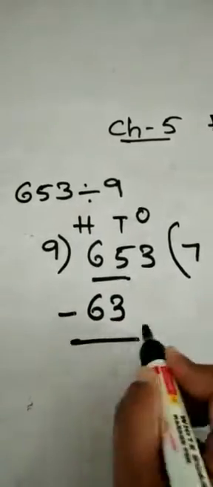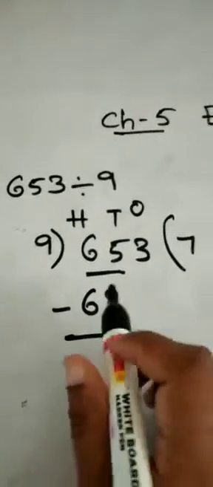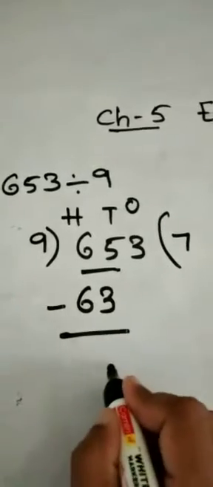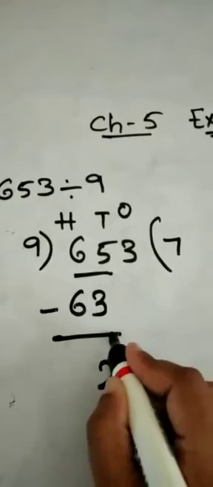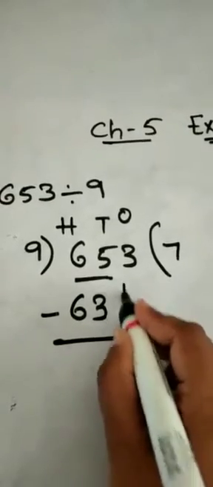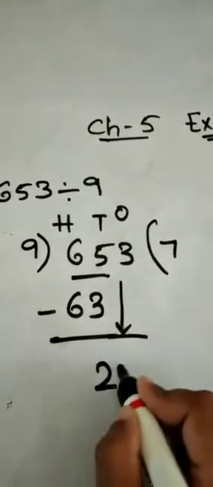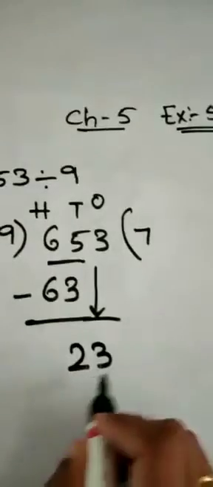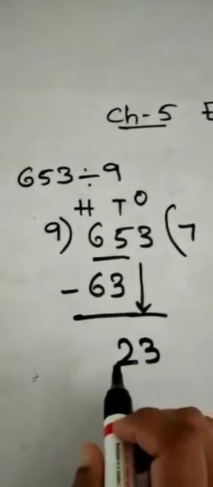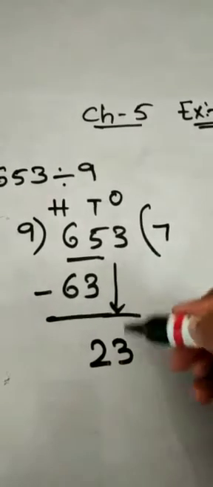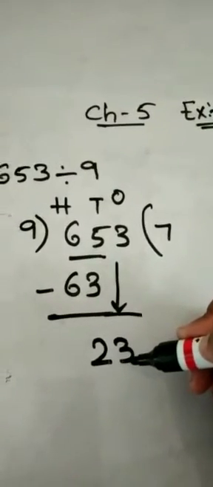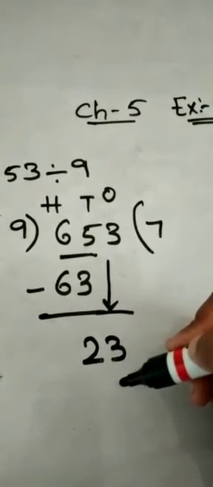What we have to do here? We have to do the subtraction. 65 minus 63 is 2. So we should bring this 3 down. Now this becomes 23 because we cannot divide 2 by 9. So we bring this 3 down in ones place only.